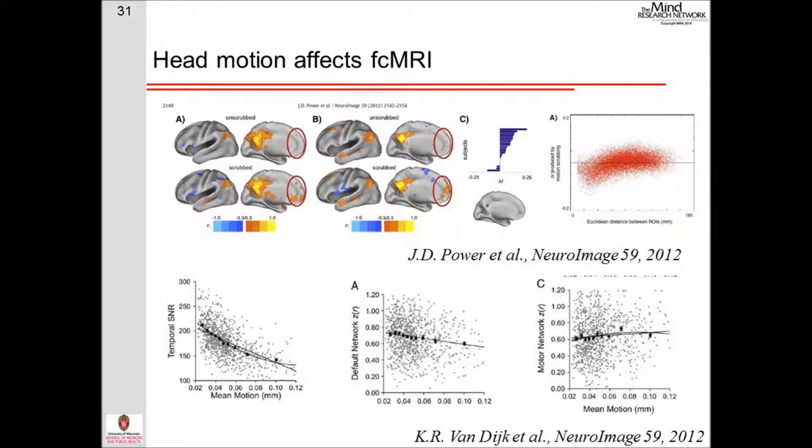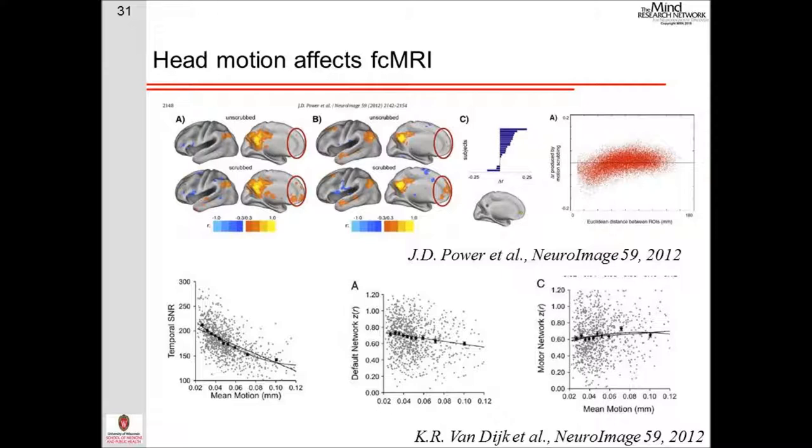What's shown here is the temporal signal to noise against mean amount of motion. And not surprisingly, if you have more motion, the signal to noise goes down. But look at the axis here, the scale. This is 0.02 millimeters of motion. And granted, this is on average across the entire run, but still, we're talking about movements of less than a millimeter from frame to frame that cause these kinds of problems.